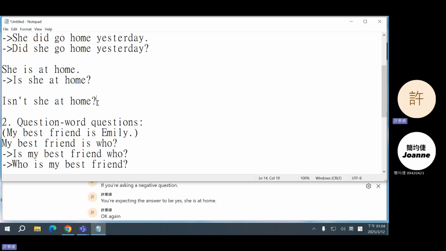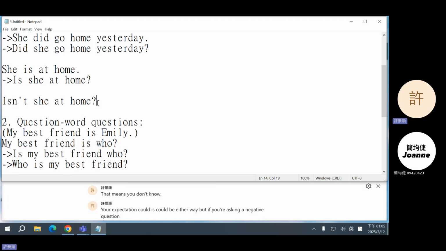Okay, again, this is different from Chinese. Okay, and I don't care about Chinese. Isn't she at home? You are expecting her to be at home. But if you ask the positive question, is she at home? That means you don't know. Your expectation could be either way. But if you're asking a negative question, you expect the thing to be true.